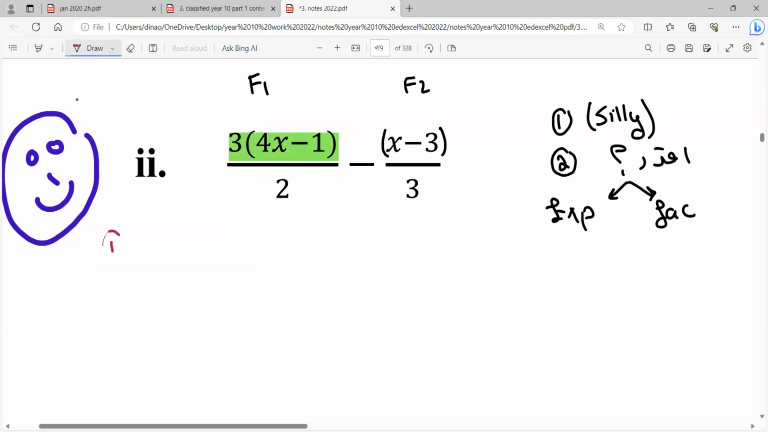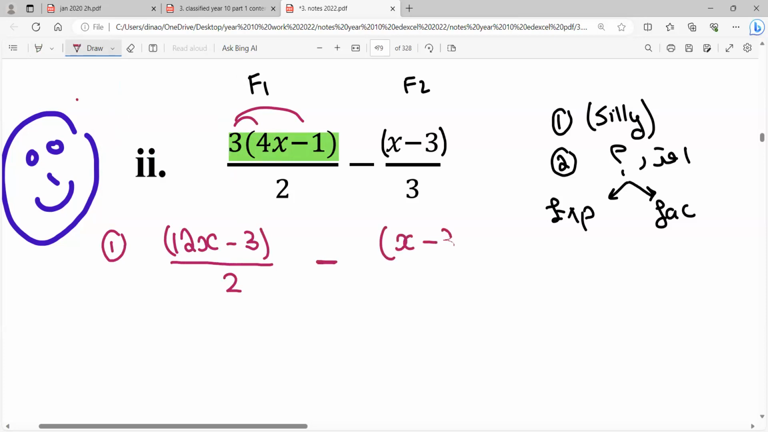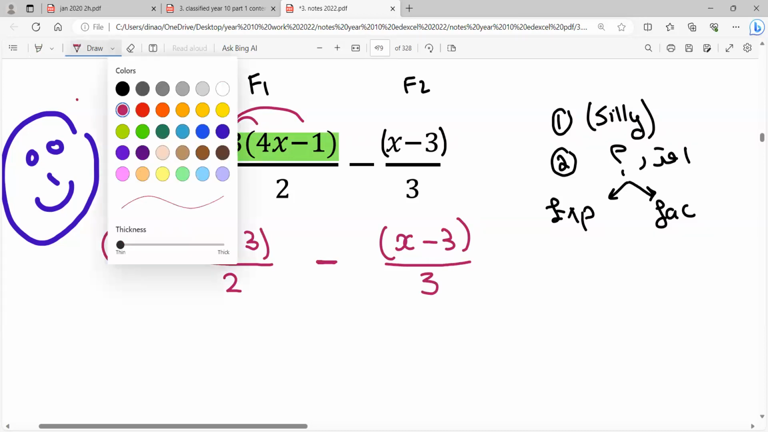So step number 1 for me is going to be expanding the highlighted green. So it will be 12x minus 3 over 2. Okay? And then the minus stays as it is. And then I will keep the second fraction as it is because there's nothing to be done with the second fraction. Okay. So we finished step number 2.